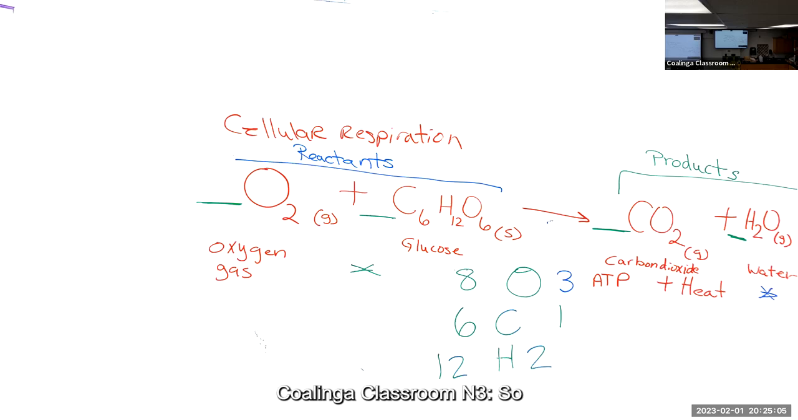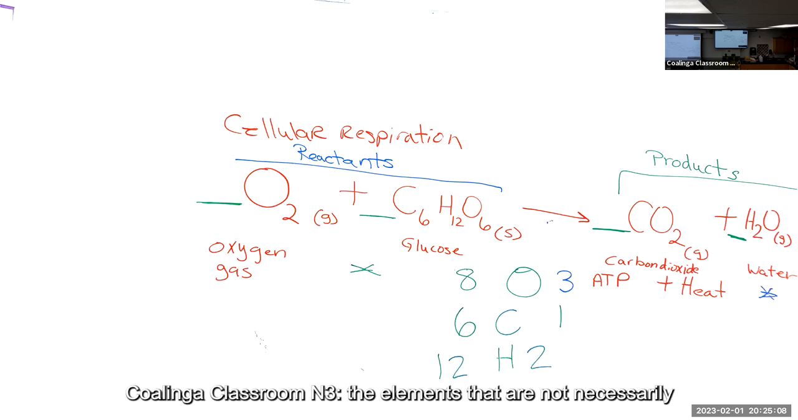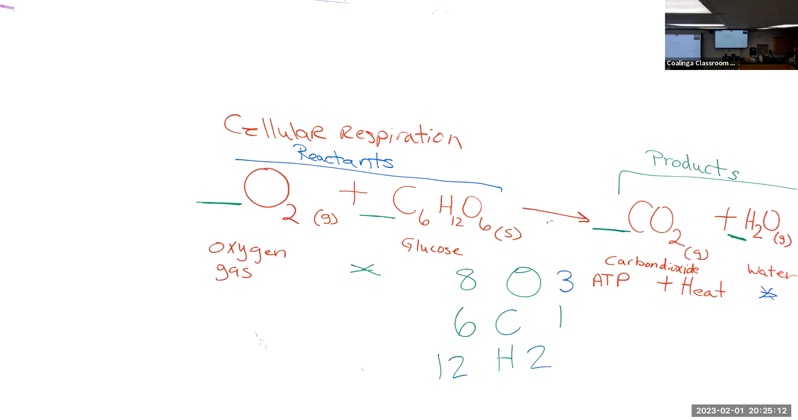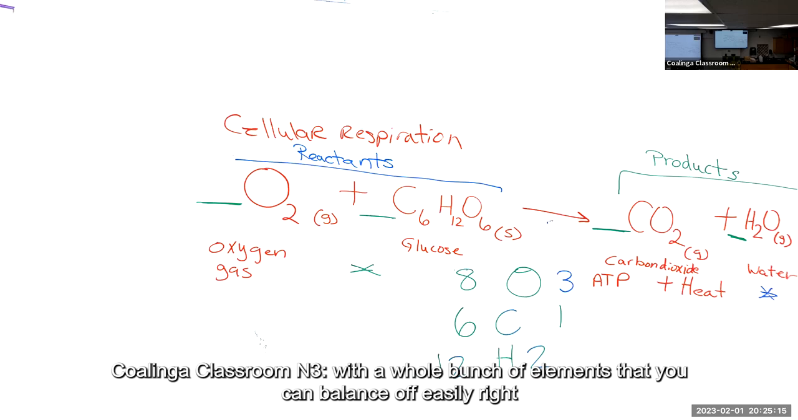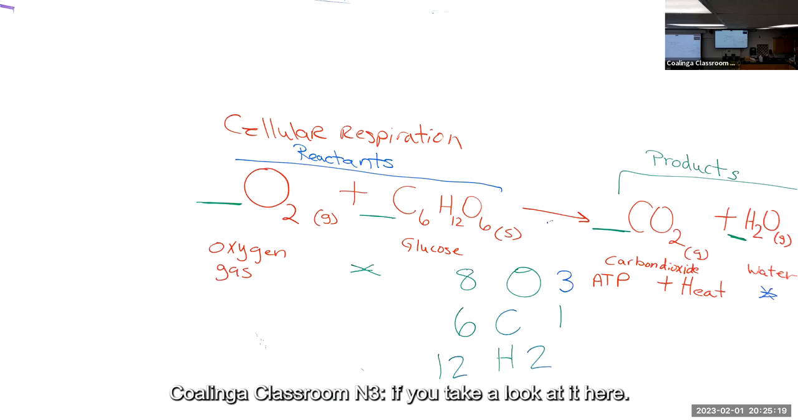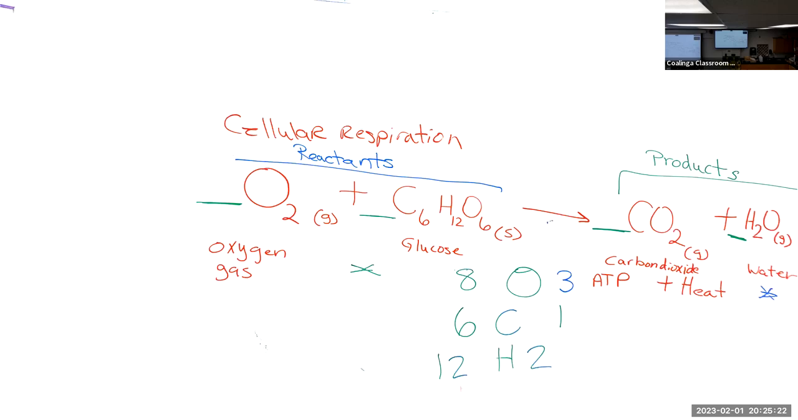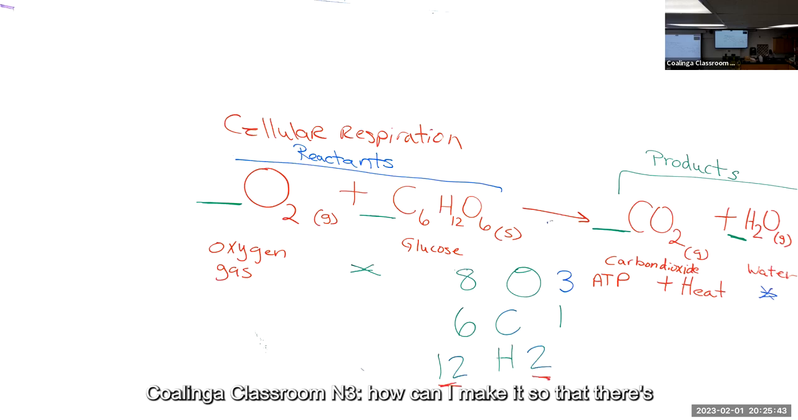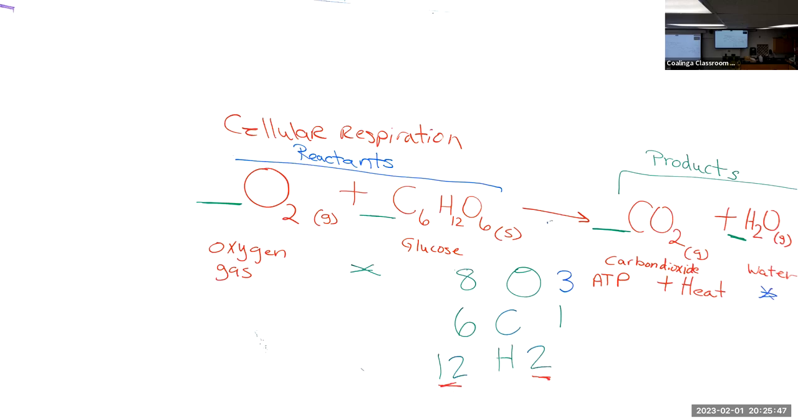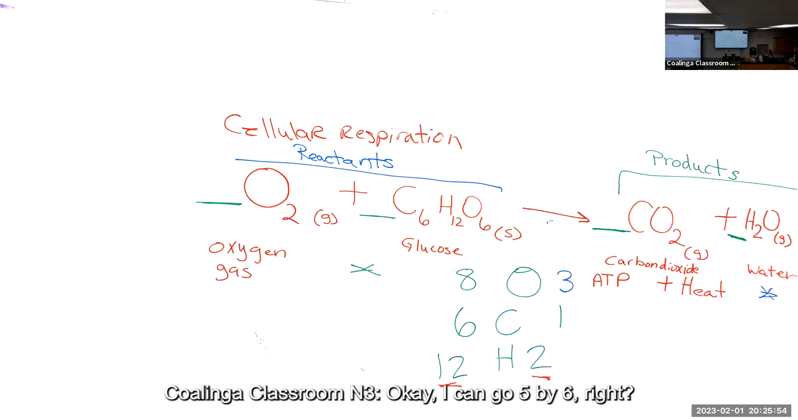Okay? So, the best way of doing it is finding the elements that are not combined with a whole bunch of elements, that you can balance off easily, right? So if we take a look at it here, we know that we have 12 hydrogens over here, and we have two hydrogens over here, right? So how can I make it so that there's 12 on the other side? What can I multiply 2 by? 6. Okay, I can multiply by 6, right?